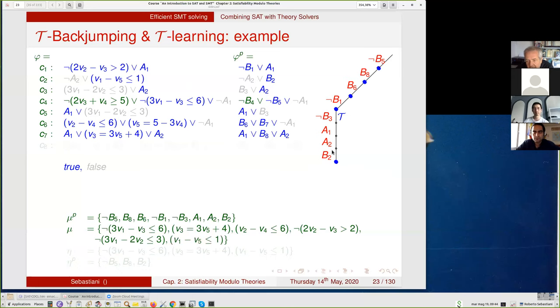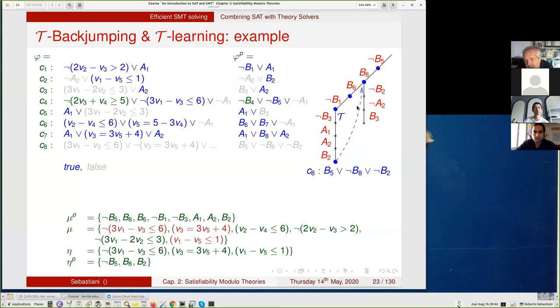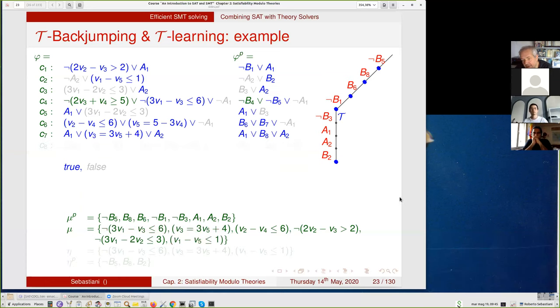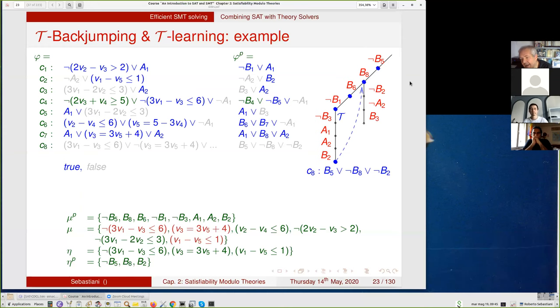Okay. So notice that in doing that, you skip, for instance, one decision. You can also pretend that this is just a tiny piece of a much bigger formula, and in between those decisions, you have a lot of other assignments related to other parts of the formula. So in doing that, you jump and skip potentially many, many decision levels, right?